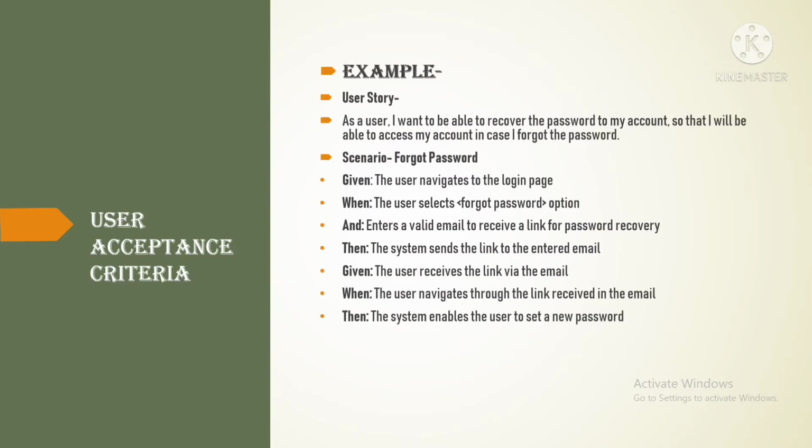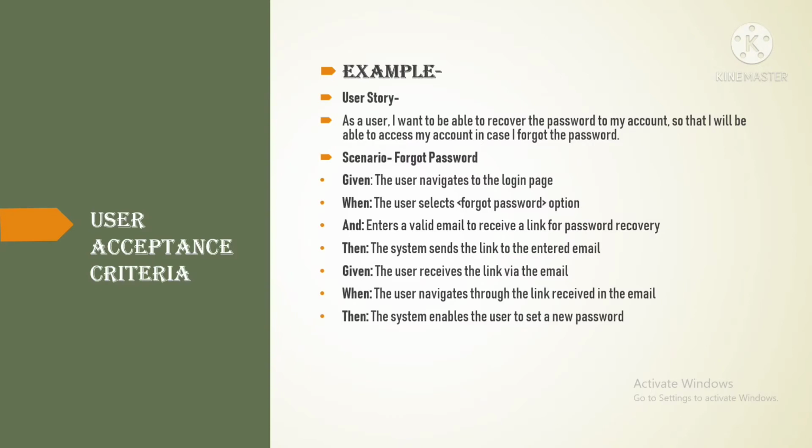So in this example here, as a user, I want to be able to recover the password to my account so that I'll be able to access my account in case I forget the password. Now let's see how we can write this particular acceptance criteria in the GWT format. It's pretty simple, saying this user story is about the forgot password scenario.